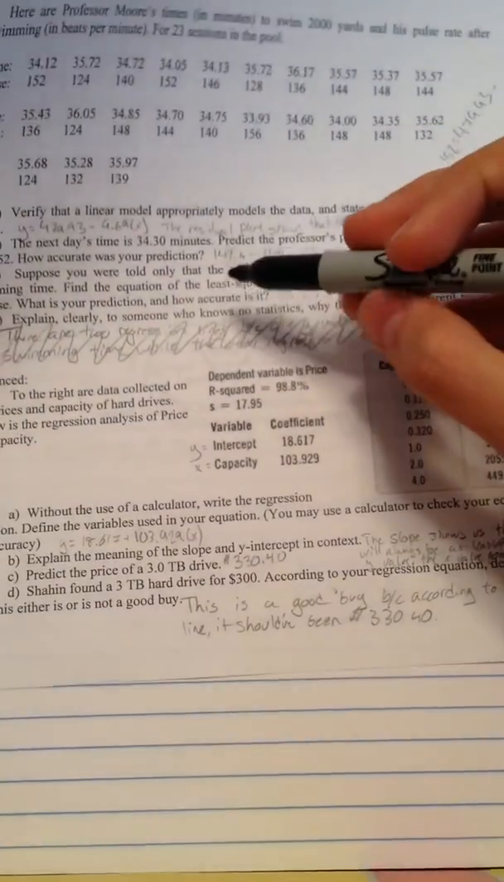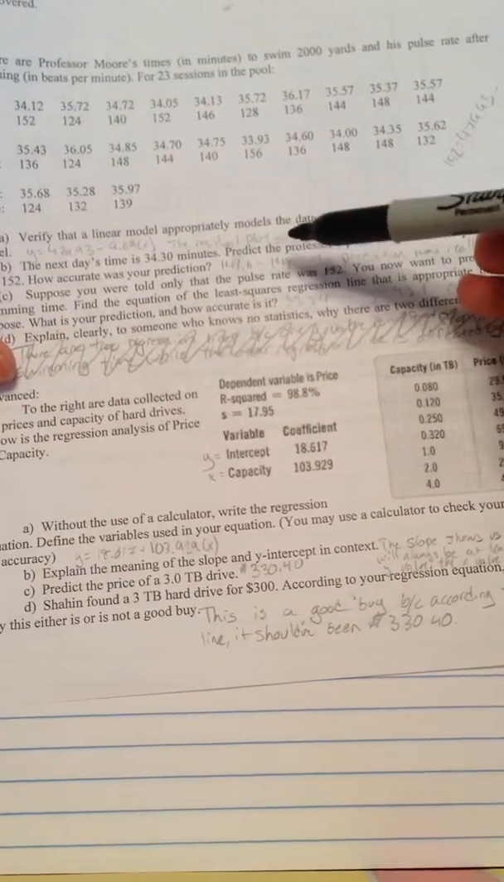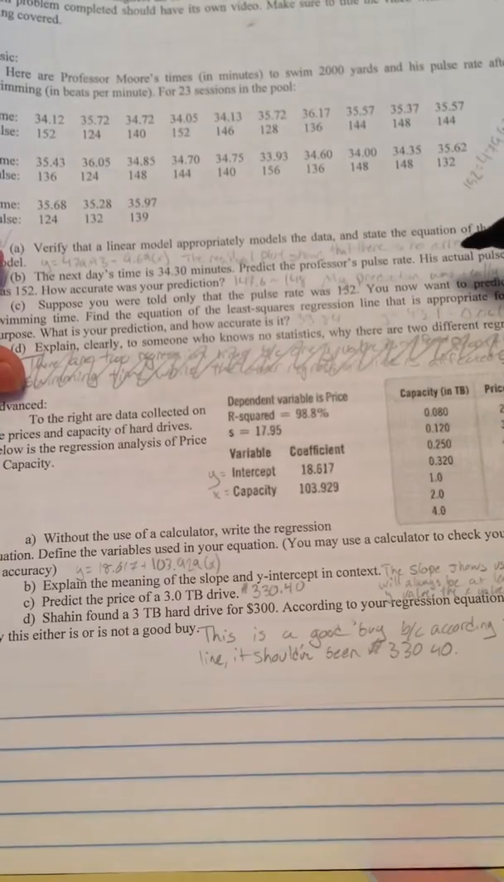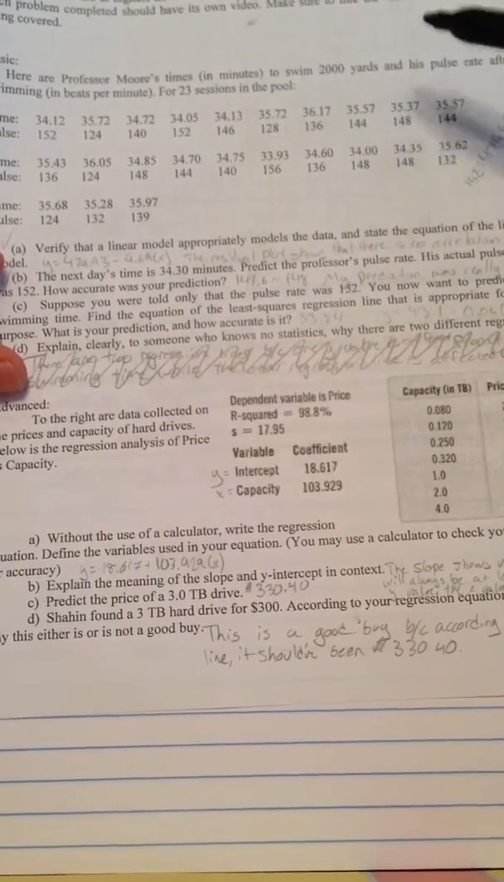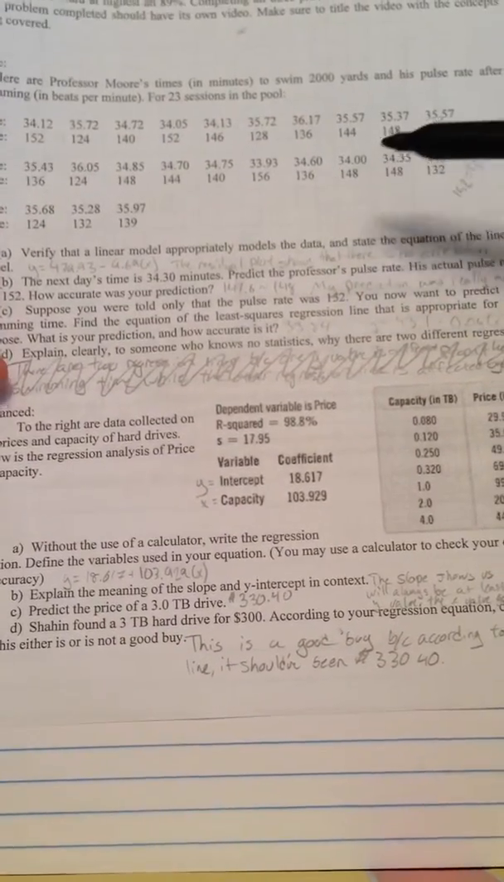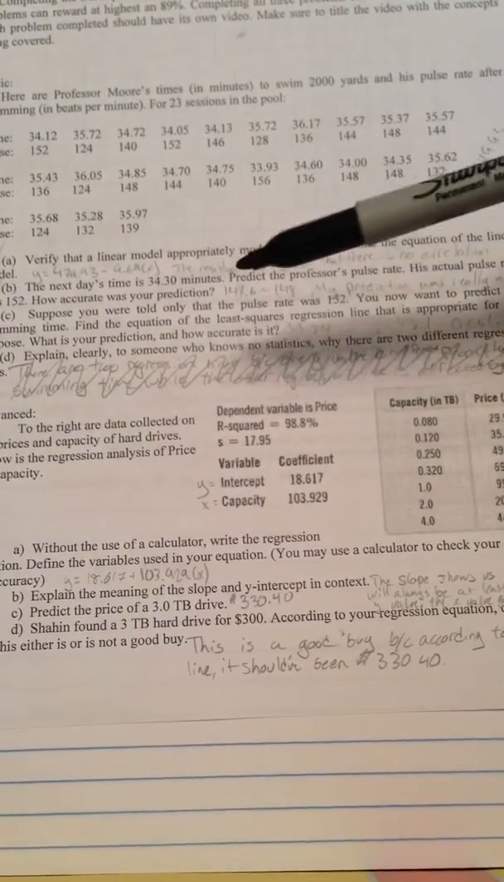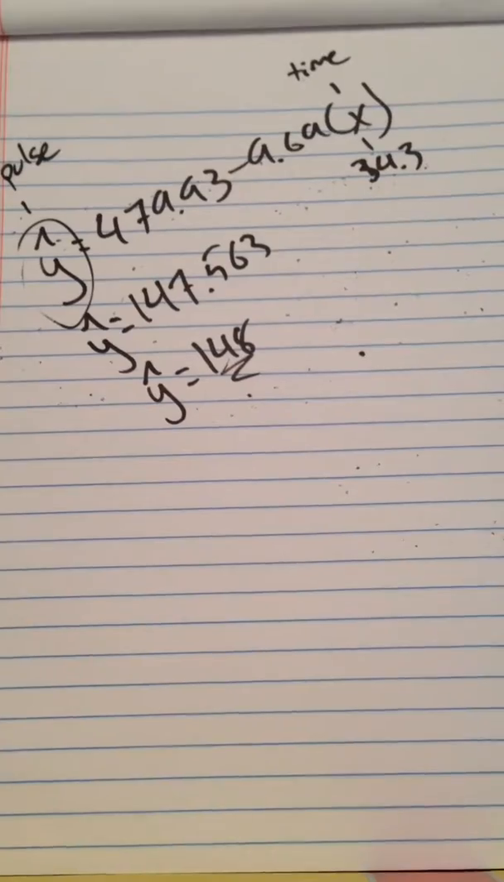C. Suppose you were told only that the pulse rate was 152. You now want to predict the swimming time. Find the equation of the least squares regression line that is appropriate for this purpose. What is your prediction and how accurate is it? Okay. So in statistics, you can predict a y value from a given x value, but you can't really predict an x value from a given y value.